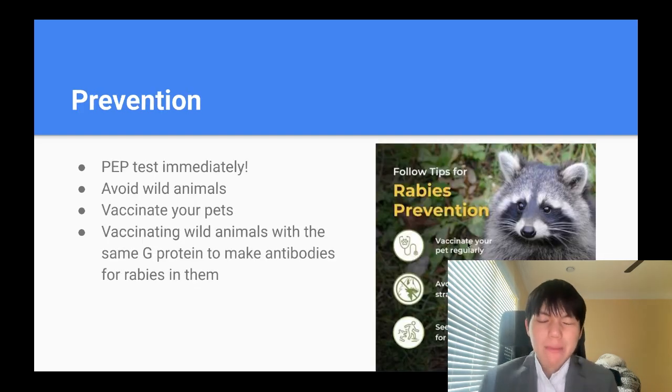To prevent rabies, PEP should be done immediately. Also, just avoid wild animals in general and vaccinate any pets you have. Otherwise, countries in Europe and America are trying to immunize wild animals. They are doing this by injecting the vaccine to wild animals with the same G protein as rabies. This is to force the animals to make rabies antibodies so that when they encounter rabies, they can't get infected and spread it.